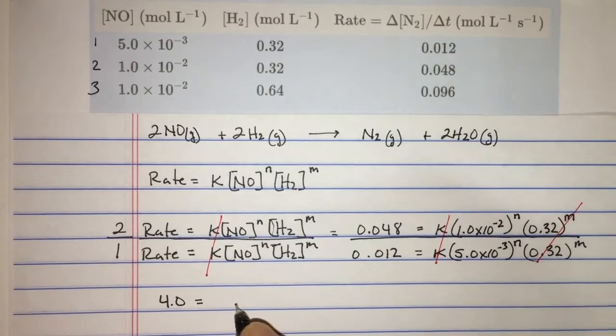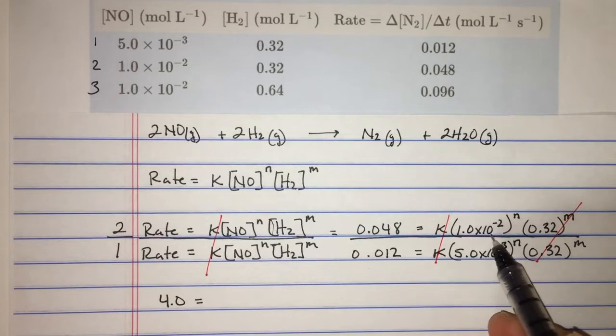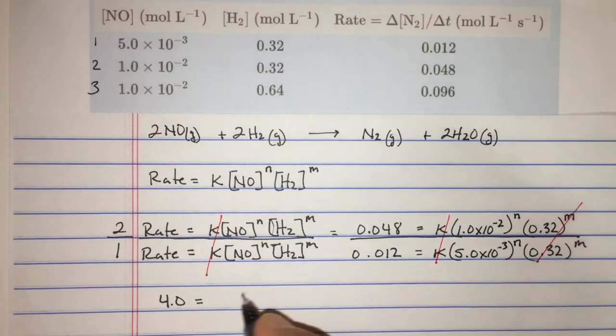And that's equal to 1.0 × 10^-2 divided by 5.0 × 10^-3. You work this out. This is 2.0 raised to the n.